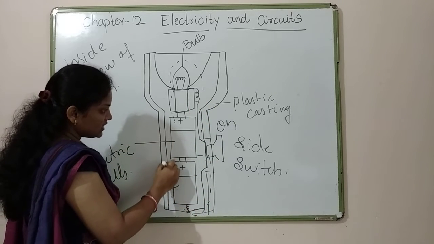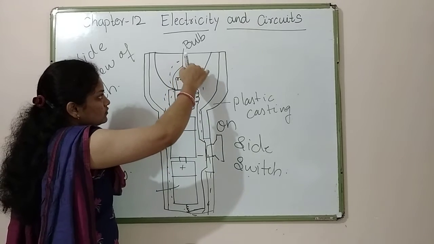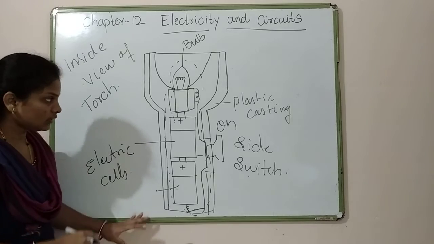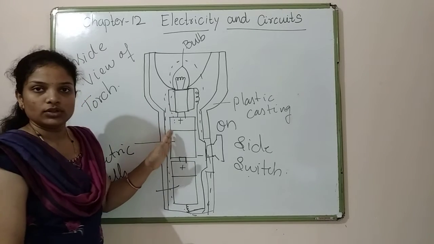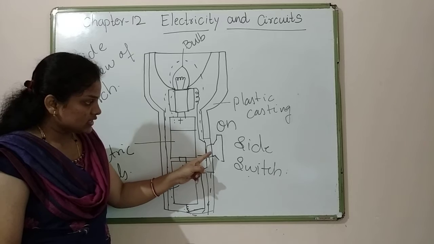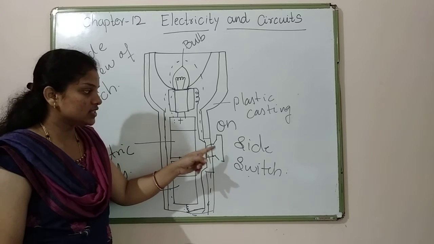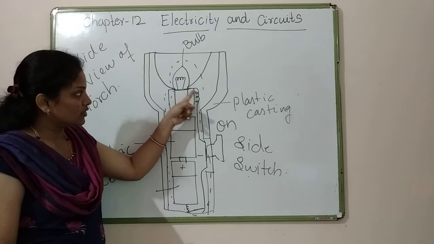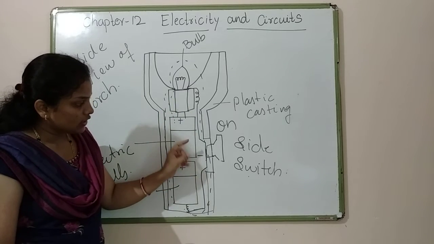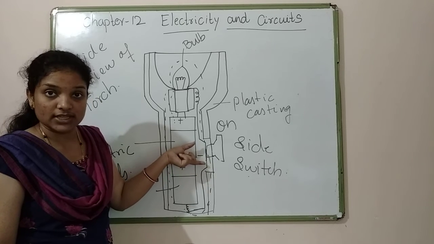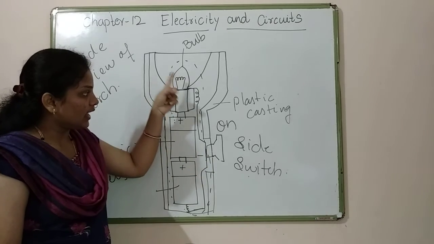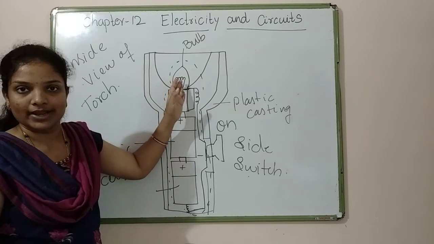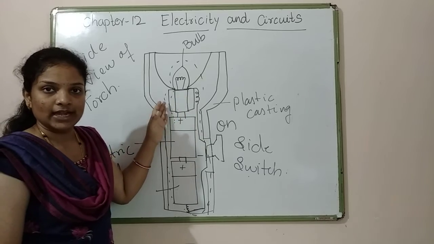Again this energy goes from the positive side, through the bulb, and comes back to the negative side. This is the current flow. This is the way of current flow when the switch is on. Whenever the switch is on, it connects these two wires, the wire from the bulb and the wire from the cell. Then the energy starts flowing, the bulb will glow, and we get light from the bulb.